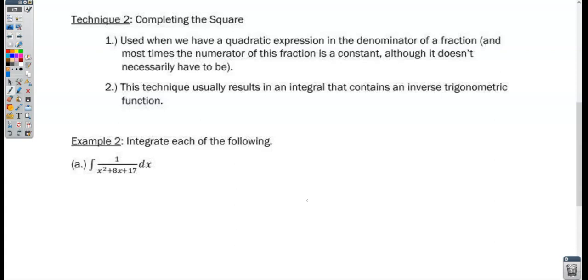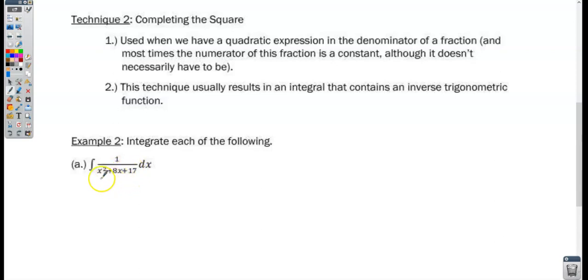So, technique number 2, completing the square. This is used when we have a quadratic expression in the denominator of a fraction. Like we do here, we have a quadratic expression in the denominator. And most of the time when we use this, the numerator of the fraction is constant. Doesn't necessarily have to be, but a lot of times it is. And also, usually, this technique results in an integral that contains an inverse trig function. So we're going to end up with something that becomes an arcsine or an arctangent or an arcsecant, or something along those lines.